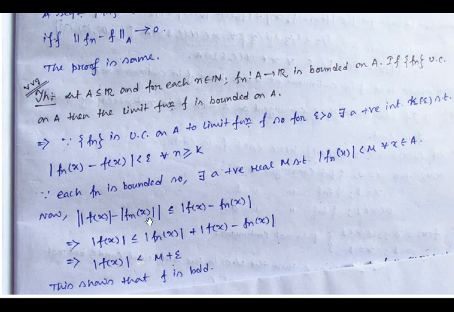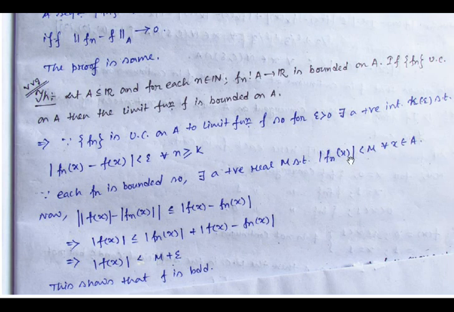So from this inequality, we can simply write down mod of f(x) should be less than or equal to mod of f_n(x) plus mod of f(x) minus f_n(x). We can write it this way. Now you can see that mod of f_n(x) minus f(x) is already less than epsilon, and for each n, mod of f_n(x) is less than M for every x belonging to the set capital A.